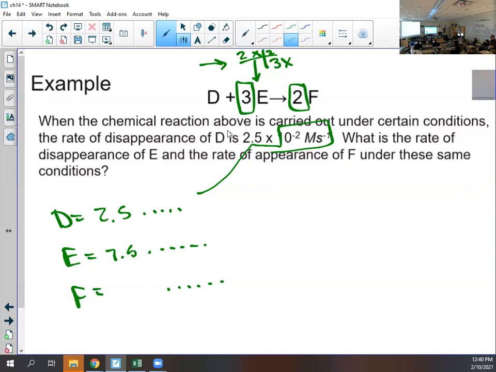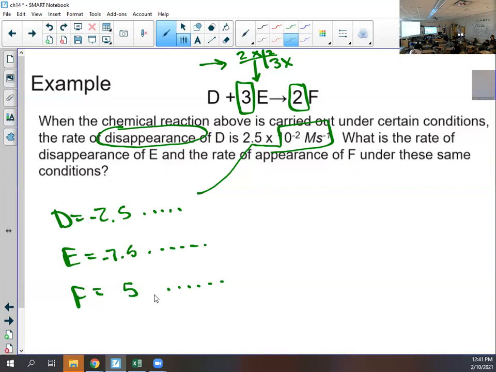Yeah, they both would be negative. Yeah, and that's fine. It says this is the rate of disappearance, so we can put a negative. If it says what is the rate of disappearance, it's already accounting for the negative. So you wouldn't be marked wrong either way. The rate of appearance of F would be 2 times D, right? So that would be a positive 5.